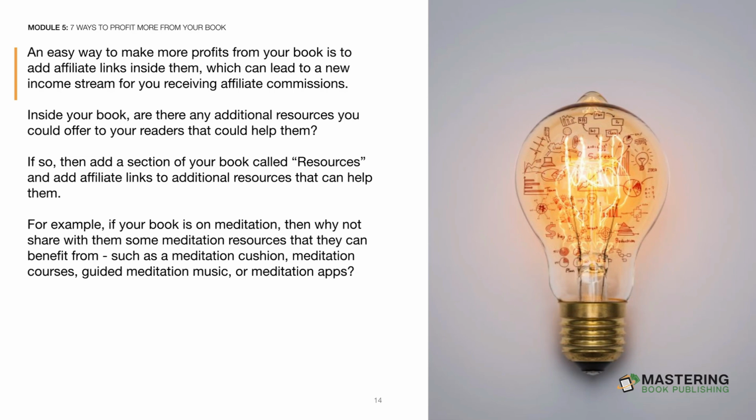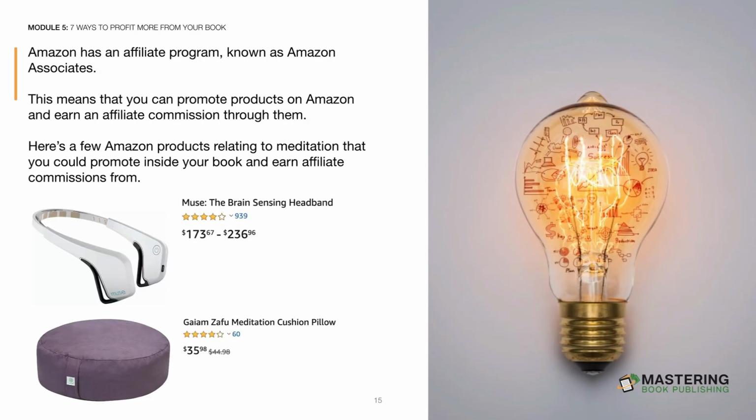For example, if your book is on meditation, then why not share with them some meditation resources that they can benefit from, such as a meditation cushion or pillow, meditation courses, guided meditation music, or meditation apps. Amazon actually has a very popular affiliate program, which is known as Amazon Associates. This means that you can promote products on Amazon and earn an affiliate commission through them. So here's a few Amazon products that I found relating to meditation that you could promote inside your book and earn affiliate commissions from if your book was about meditation.